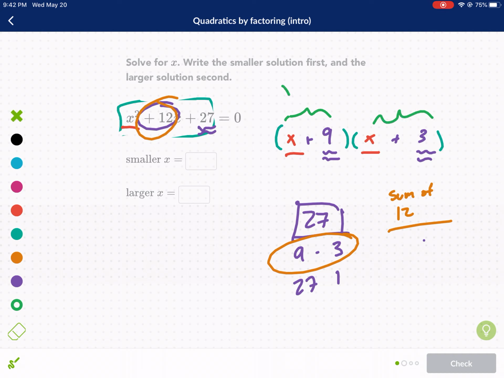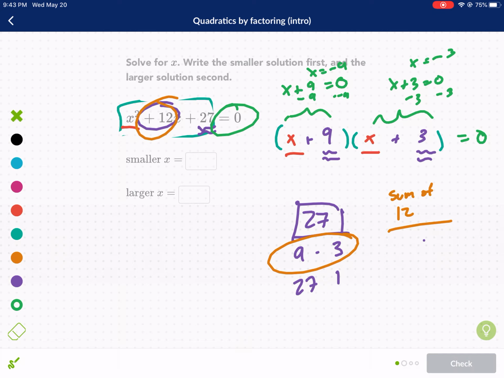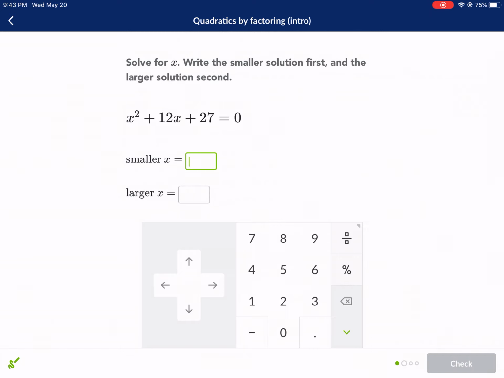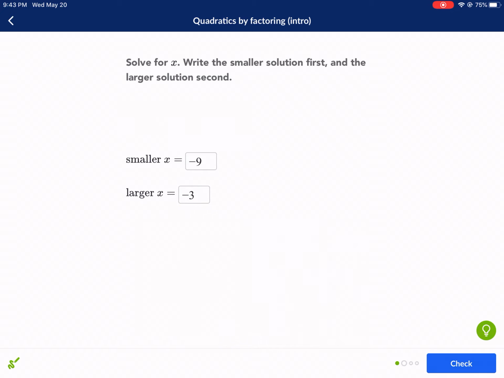What values of x will make this go to 0? Notice how it says equal to 0 here. x plus 9 equals 0. x plus 3 equals 0. We're going to solve for x. Minus 9, minus 9, minus 3, minus 3. We get x equals negative 9, x equals negative 3. So we're looking for the smaller and the larger. Well, the smaller one is going to be x equals negative 9. And this larger one is going to be x equals negative 3.